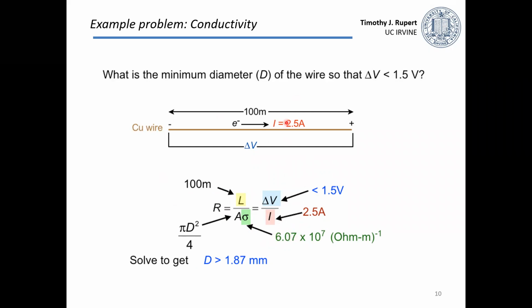We were given the current. We were given the target change in voltage. We were told the material, which means we can go and look up what the conductivity is. And we were given the length. So the only thing we don't know is this cross-sectional area. Really, what we want to know is the diameter of that wire.